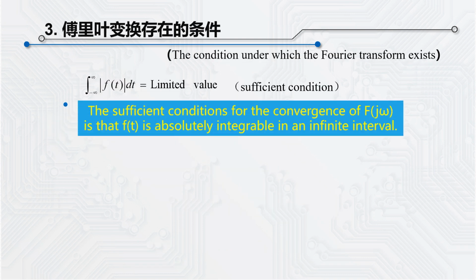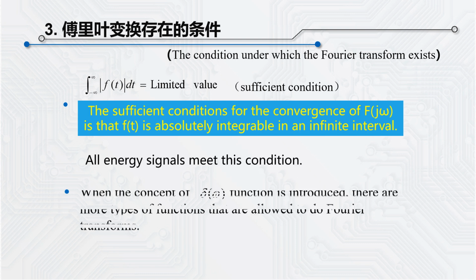Finally, let's look at the condition for the existence of the Fourier transform. Here is its sufficient condition. The sufficient condition for the existence of the Fourier transform is that f(t) is absolutely integrable in an infinite interval. All energy signals meet this condition. That is to say, the Fourier transform of an energy signal exists.